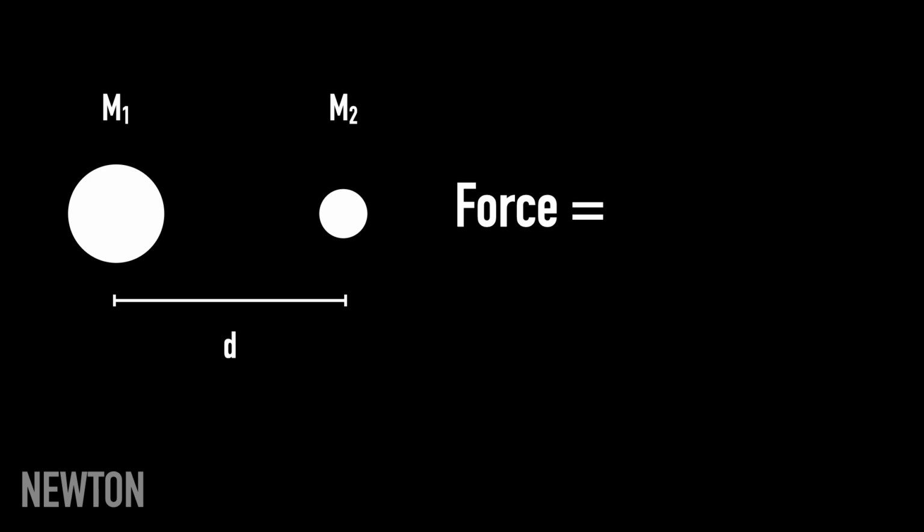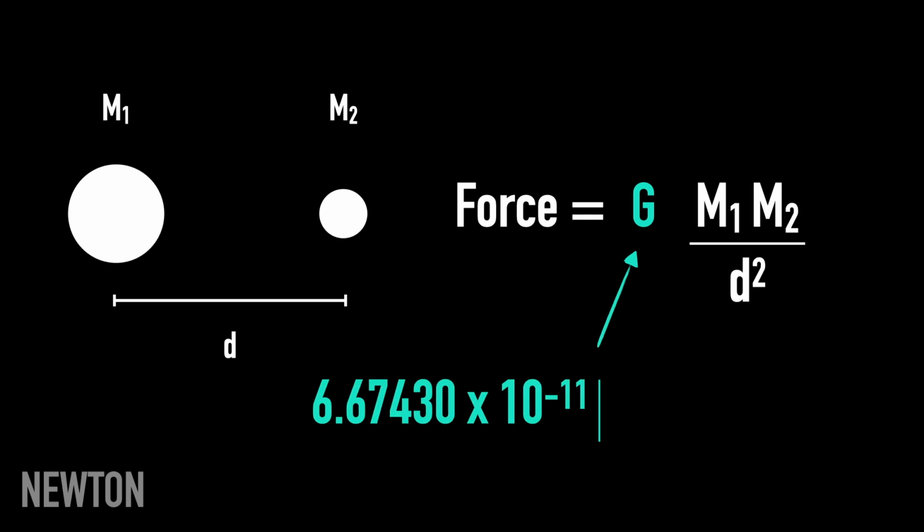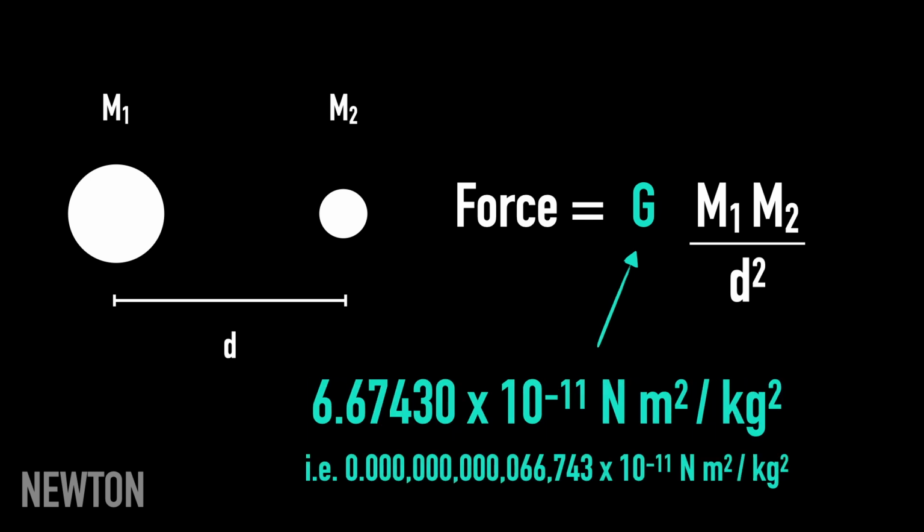It says if you've got two objects of whatever masses, whatever distance, they'll feel a certain amount of force due to gravity. And the number that relates those two is 6.67430 times 10 to the minus 11 Newton meters squared per kilogram squared. And it's known as capital G or big G.